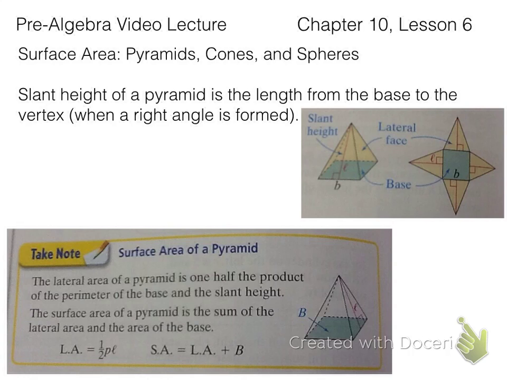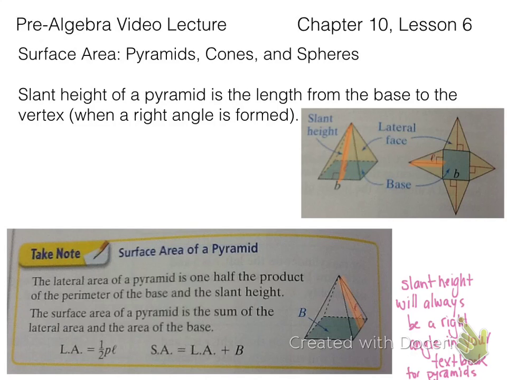The other thing that you need to know about pyramids and cones is that they have what's called a slant height. A slant height is basically the edge, or the distance, from the bottom of the pyramid to the top of the pyramid. Those highlighted parts are all the slant heights, and it will always be at a right angle to the base edge in your textbook for the pyramids. So look for that right angle along the lateral faces of your pyramids, because that's going to be your slant height, and the slant height is also the height of the triangles that make up the lateral faces of your pyramids.